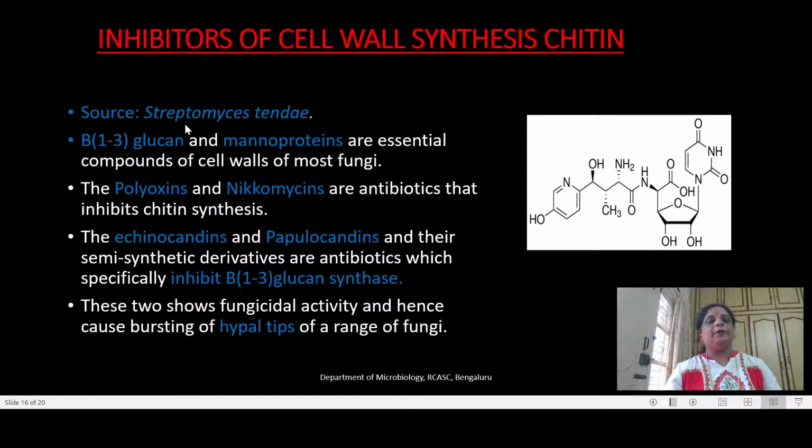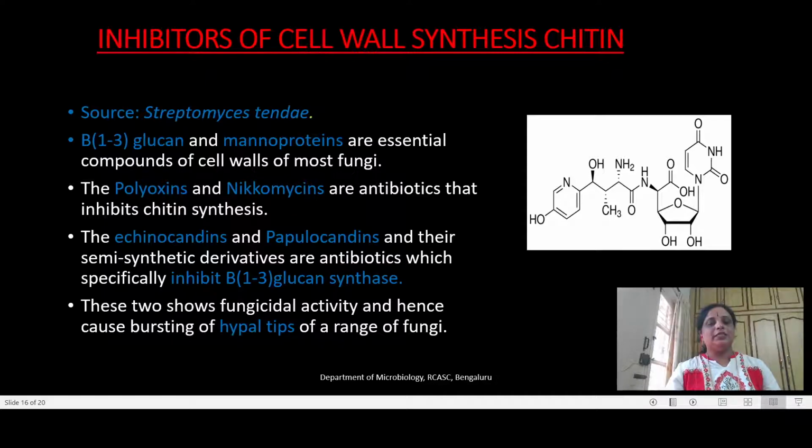This particular antifungal agent is produced by an actinomycete called Streptomyces tendae. This is an organism which has the ability of producing nikkomycin. What this particular nikkomycin does is inhibit the production of beta-1,3 glucan synthase. This is an enzyme which is very important in the synthesis of the chitin.